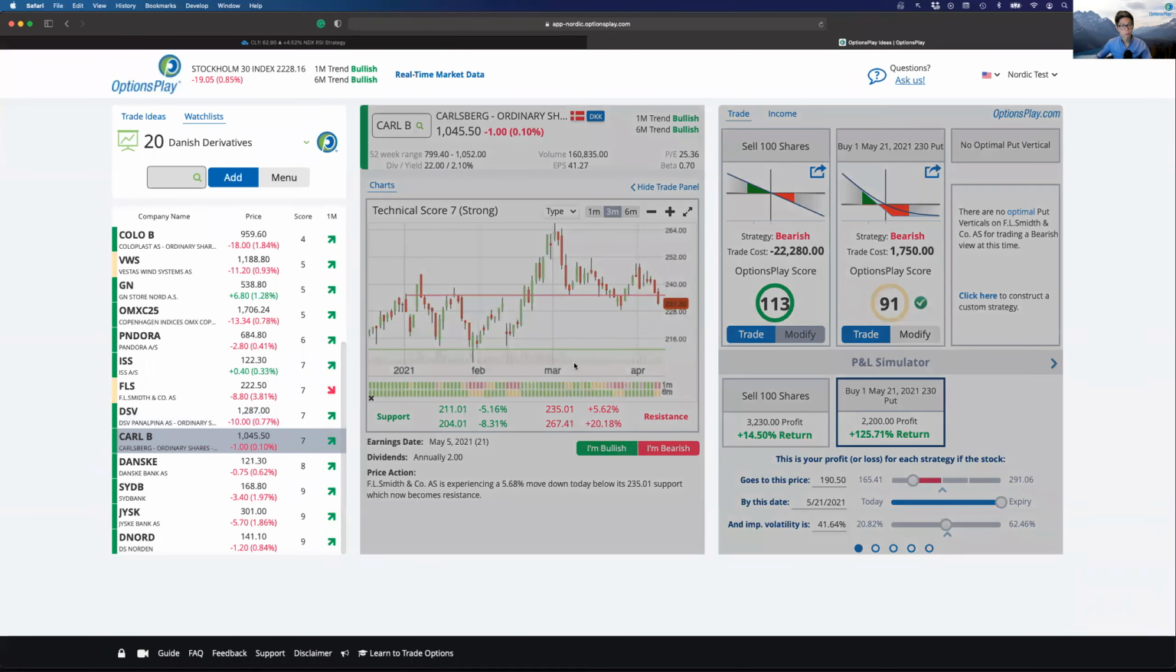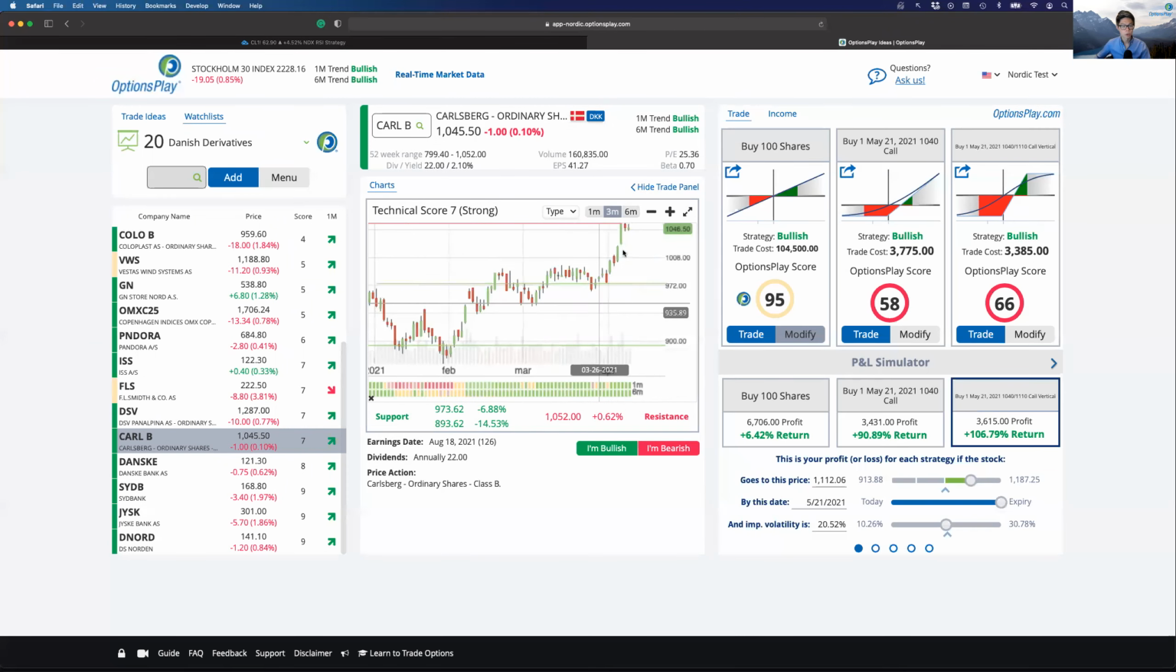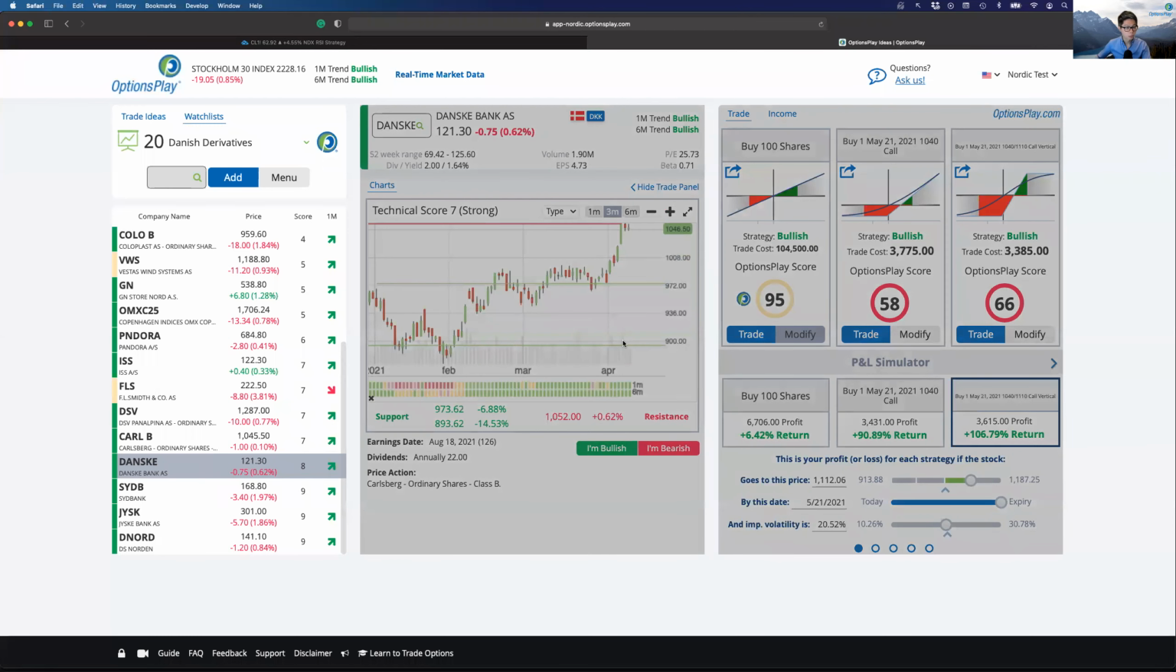Looking at Carlsberg, as you can see, it's a very strong stock, recently broken out above the 1,000 crown level to the upside. Now it has had a pretty big move to the upside over the past few days, so perhaps I'd wait for a bit of a pullback before I look for a long opportunity. But this is certainly one that I'd put on my watch list.